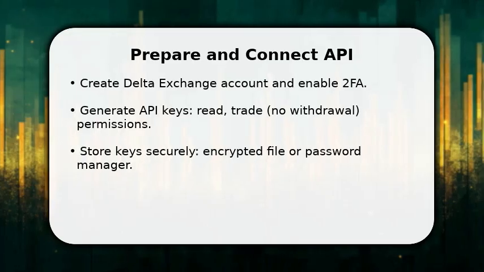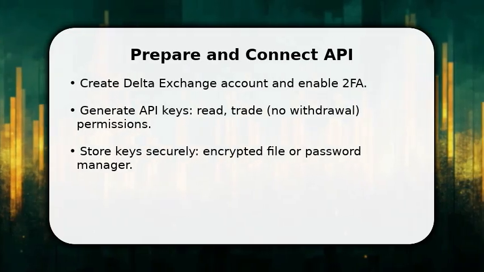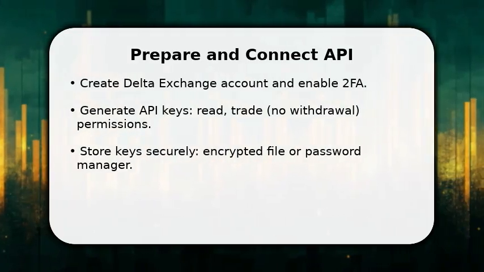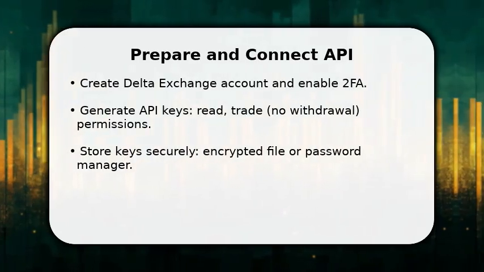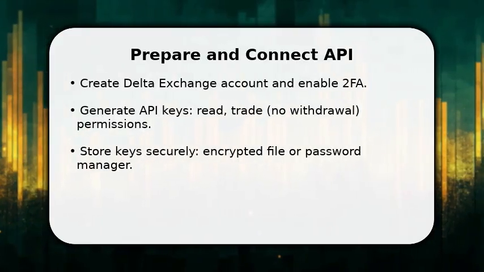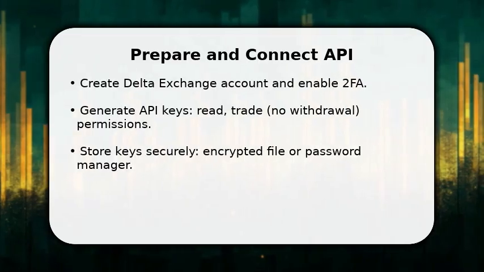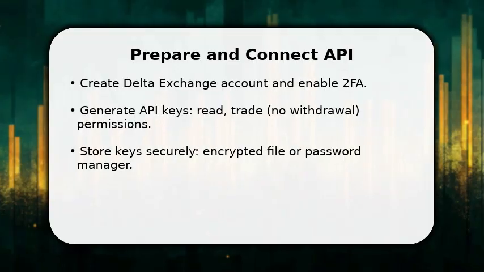Enjoy the video. You start by creating your Delta Exchange account and enabling two-factor authentication. This protects your funds. Next, generate API keys with read and trade permissions only. Do not enable withdrawals. Once done, copy the key and secret and store them in an encrypted file or a password manager so you can paste them into the bot later.